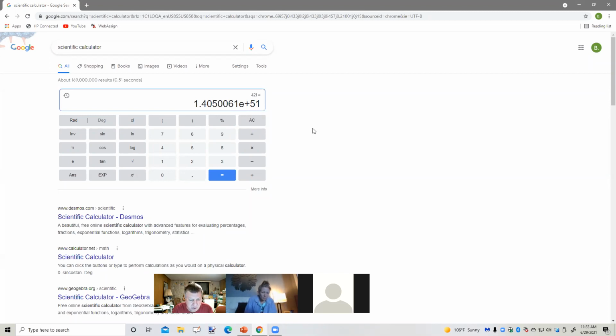What's showing up on your screen when you do this? Mine is 1.405006118 times 10 to the 51st power. Okay, so basically your calculator is taking it out more places than the one online. Not to worry about it. If you were doing it, you'd just include all of those unless it said to do less than that. So you just put that whole thing in there.